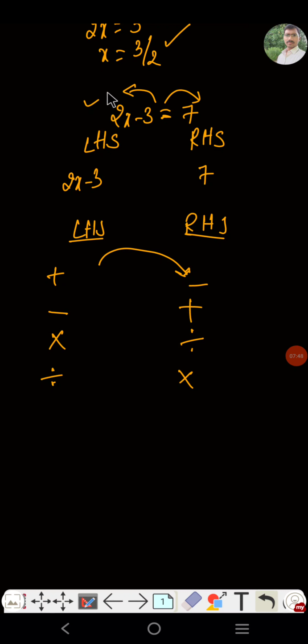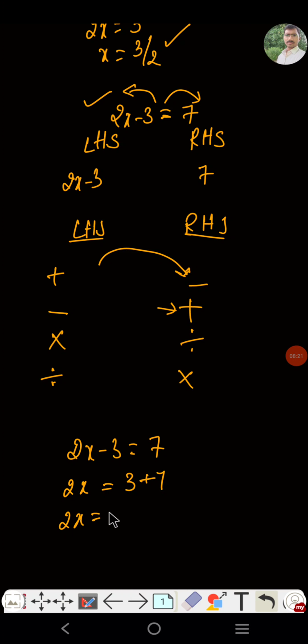Now see the earlier example: 2x minus 3 is equal to 7. First we send the positive or negative addition or subtraction values to the other side. Here subtraction, minus 3, is there. So we send this minus 3 to the RHS. If you send a negative value to the RHS, it becomes plus. That means minus 3 becomes plus 3, and plus 7 is already in the RHS. That means 2x is equal to 3 plus 7, that is 10.